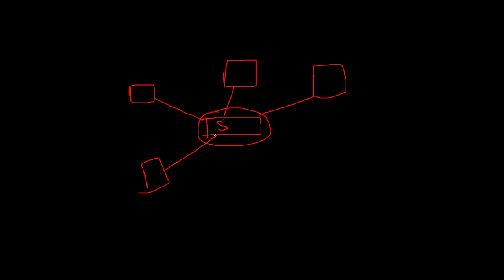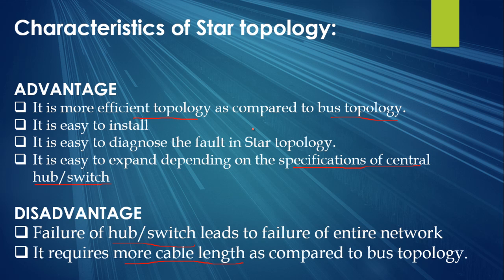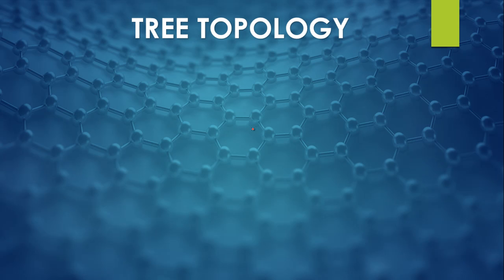So if the switch is faulty, then the entire network is down. And suppose there is a system present at this point. If I want to connect this system to the switch, then I have to take a single cable from this point to this point. If we are talking about a huge company where there are multiple systems, there may be a chance that we have to use more cable length for connecting any particular system to this switch.